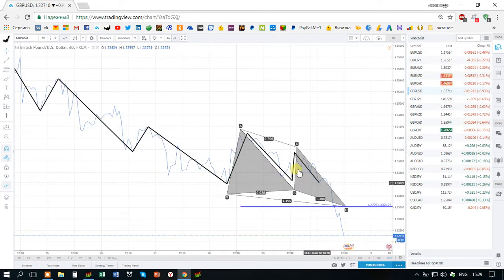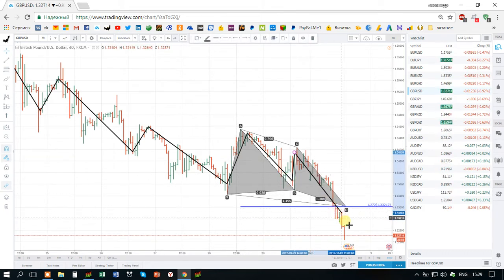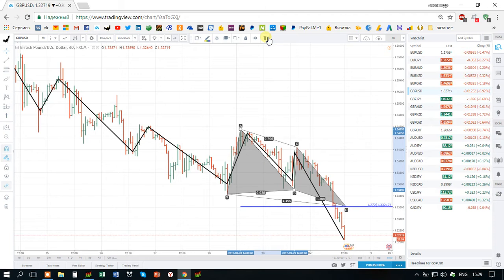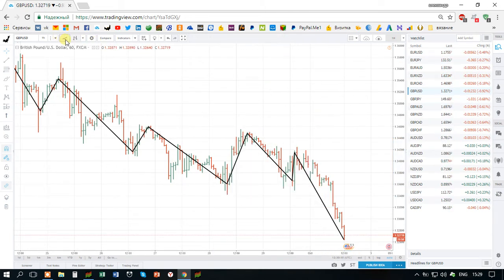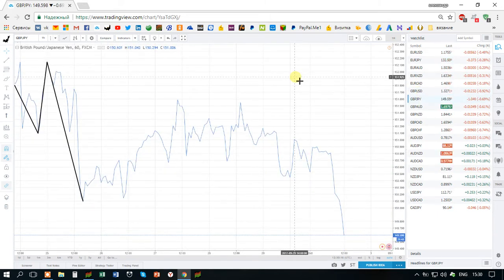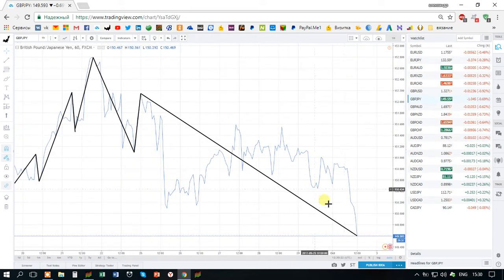Pound dollar, I had this trade today and it was a loser. Price didn't reverse at this 127 and it hit my stop loss, so I had the loss. So waiting for the next opportunity. Pound yen, finally we broke the lower low of this, and now we are looking at this next range for the swings.